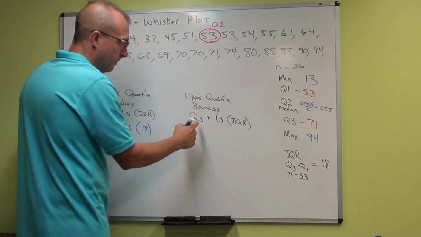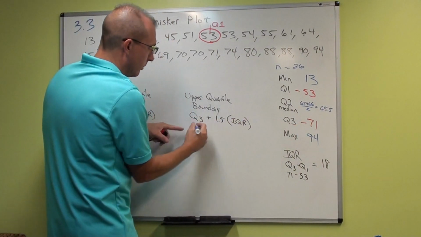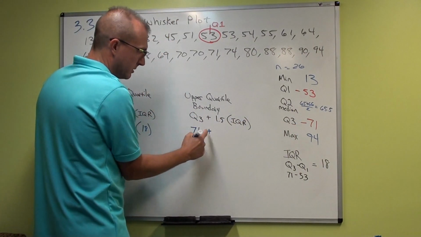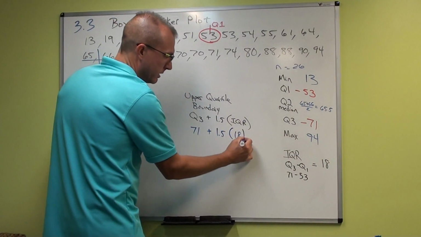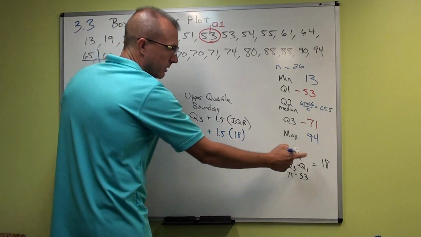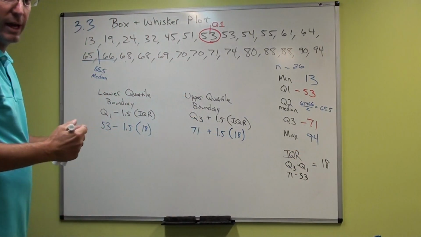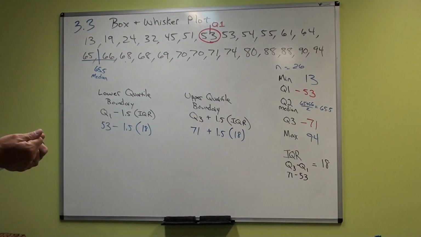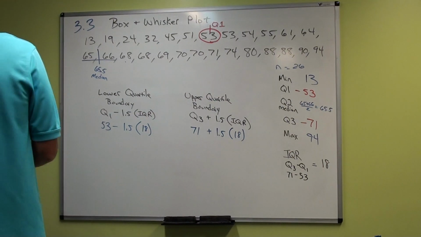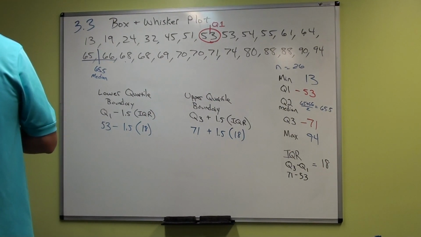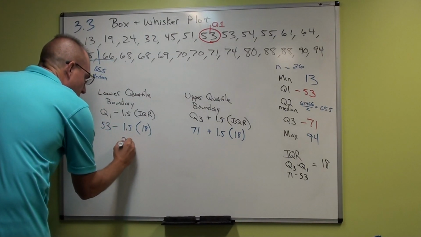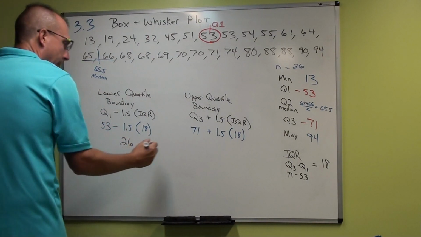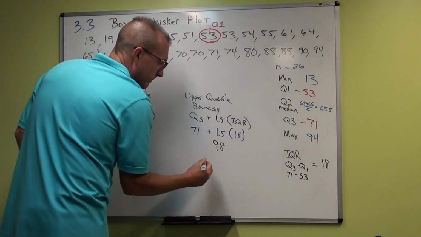I'm going to set both up. Q3, 71, plus, make sure you write plus, 1.5, and this is 18, interquartile range. Alright, so now you're set up. All you got to do is type it in the calculator correctly, and you have this part done. So when you come out to this one, this is going to be a 26, and this one's going to be a 98.